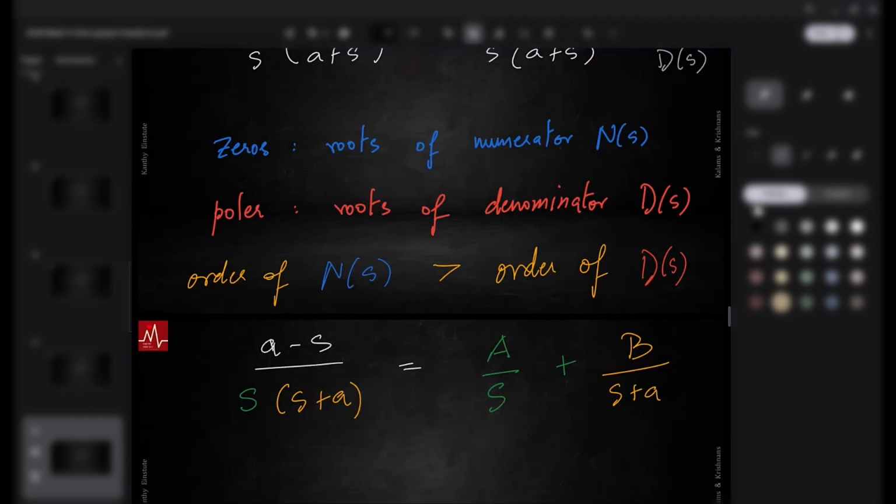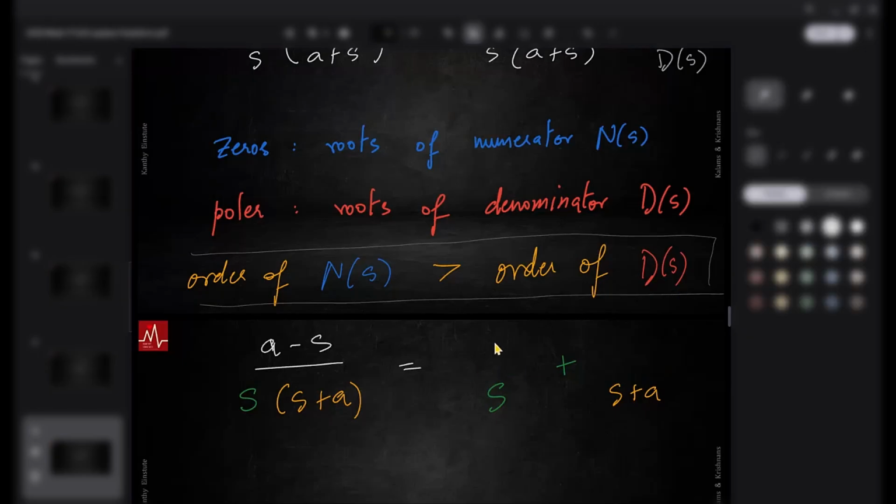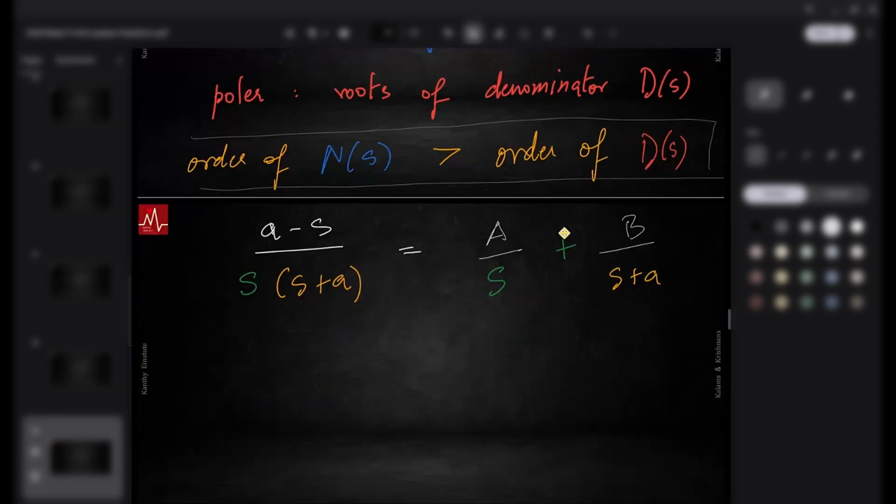Color coded it. As far as the order of the numerator is concerned, the power of s is not greater than the denominator, so I don't have to worry about this term, because when you add it, this will go here, this will go there, and then somehow the s will show up in the numerator. I have just taken the poles and written it this way. Technically, you can write this in terms of your constants.